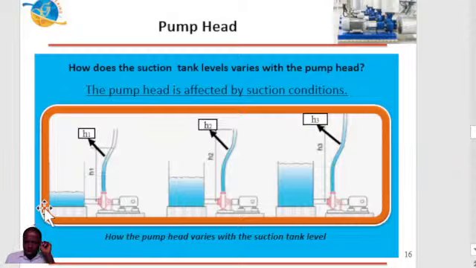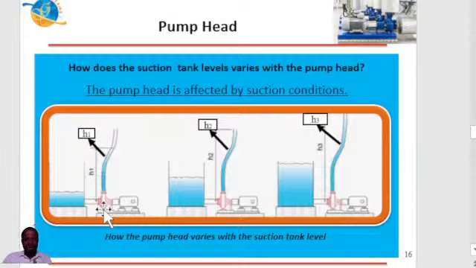So what you are doing here is, as the suction level is being lowered, the potential energy available at the suction of your pump is also being lowered.